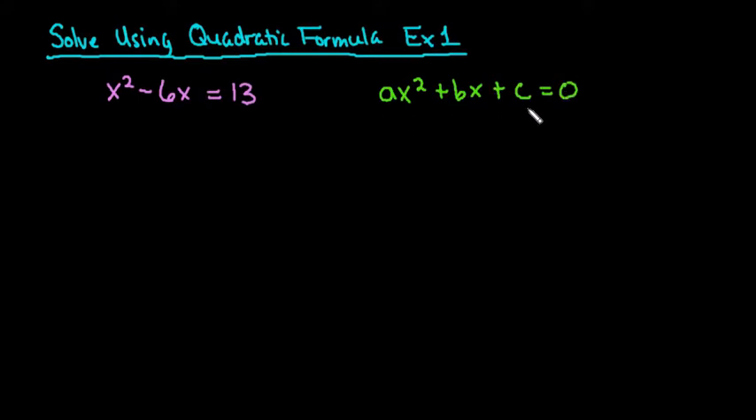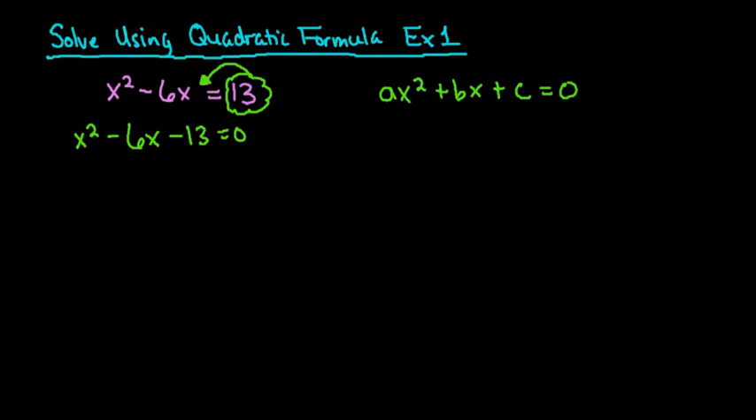So we want to make sure that everything is on one side. Let's go ahead and do that. When we do that, we end up with x squared minus 6x minus 13 equals 0. Remember that whenever I take something from one side to the other side, anytime it changes sides, it changes signs.